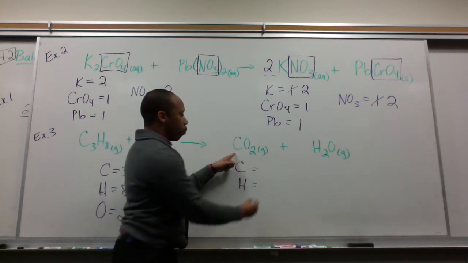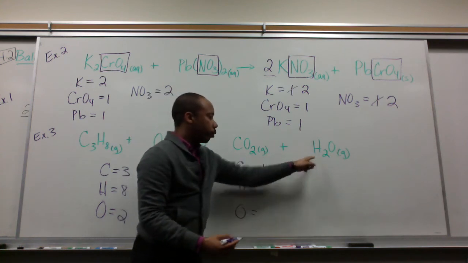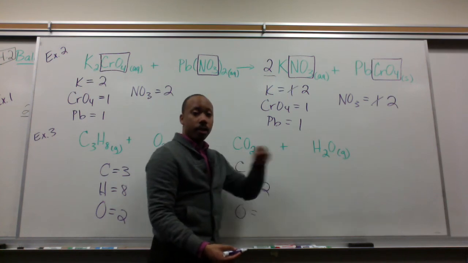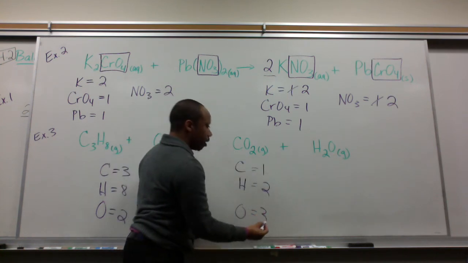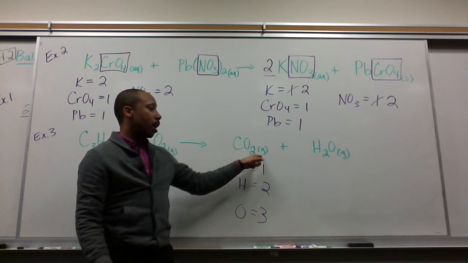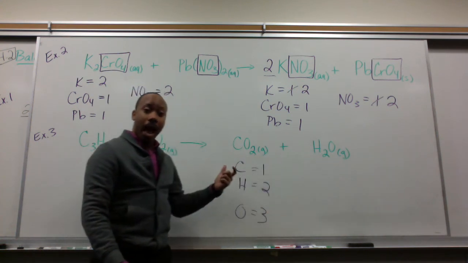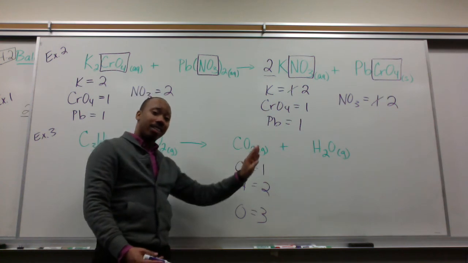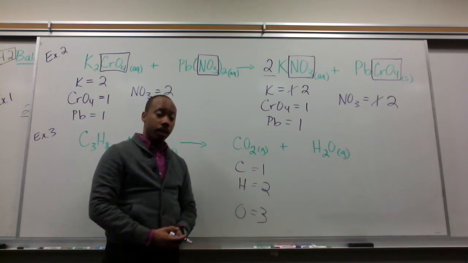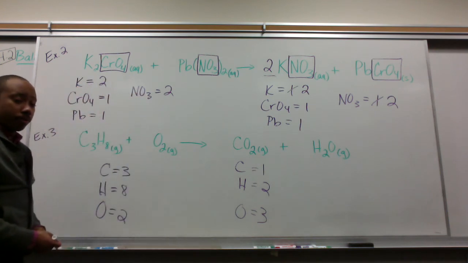For my carbons, I have 1. My hydrogens, I have 2. My oxygens, I have 2, plus the 1 over there, it's a total of 3. Now, since my products of my combustion reaction are always going to be carbon dioxide and water, my atom count for a combustion reaction on the product side will always be 1, 2, 3. It's an easy thing to remember, a good note to have.